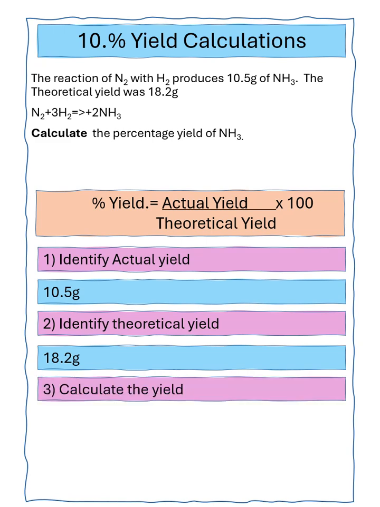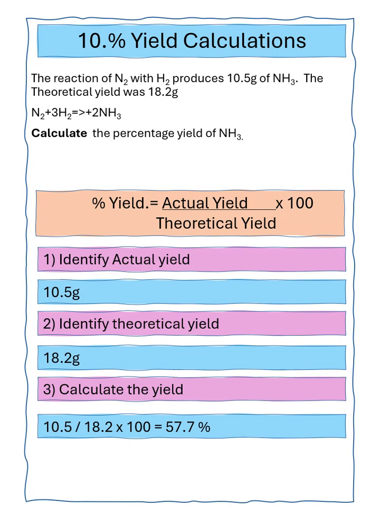We then calculate the yield by using the equation. Put the numbers into the equation, we get 10.5 divided by 18.2 times 100, which equals 57.7% as a percentage yield.